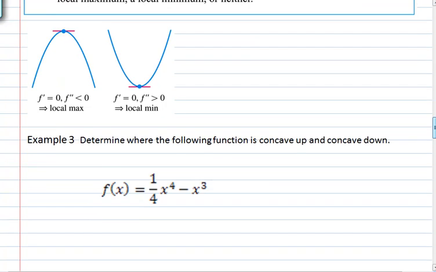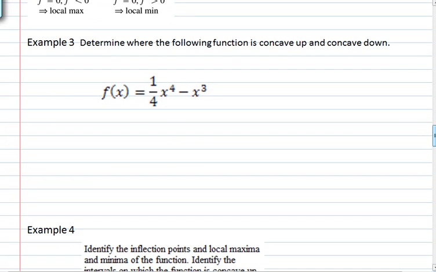Okay? Example 3. Determine where the following function is concave up and concave down. Now I don't care about extrema, I just want to know where the function is concave up and concave down. So how do we begin to find that? What's the first thing we do? First derivative is x cubed minus 3x squared.